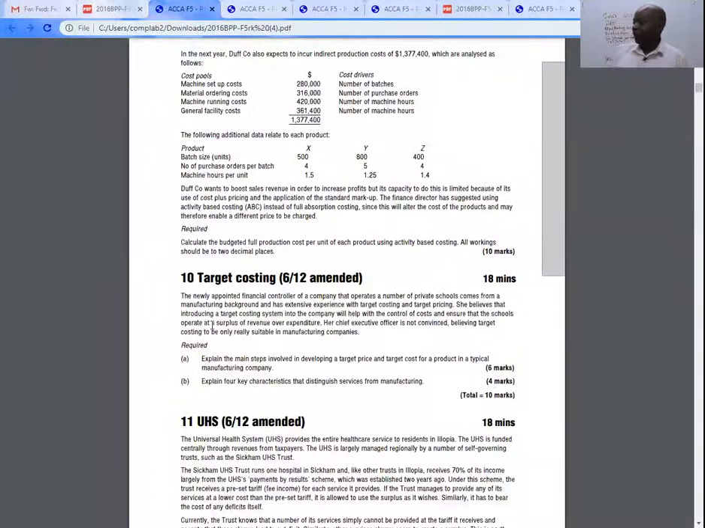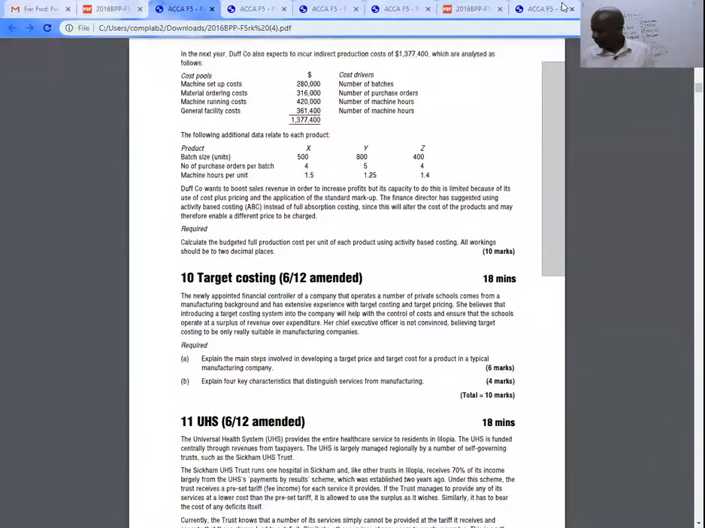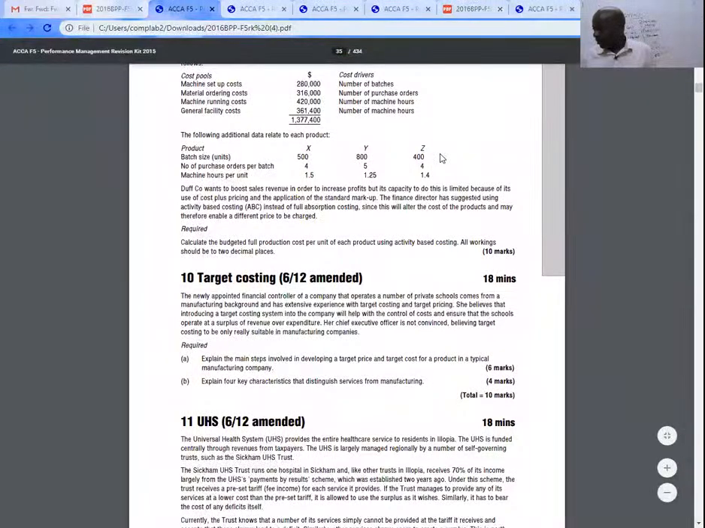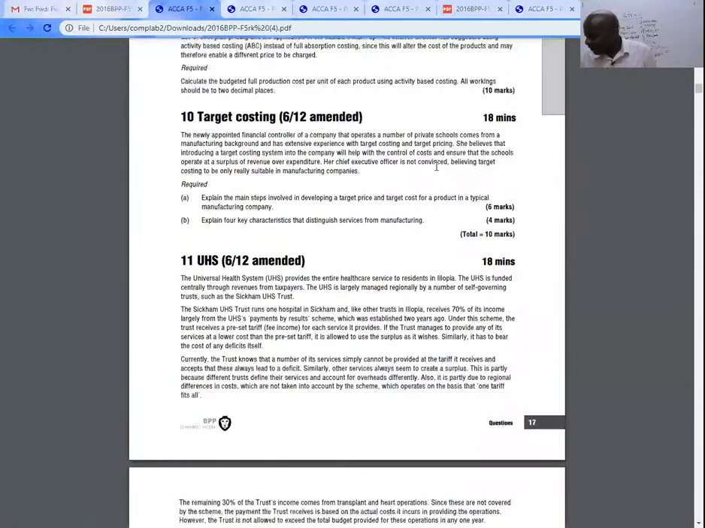So question number 10, for the ones who have this, go to question number 10. Yes, question number 10 is there, target costing. For ACCA, you simply scroll through. You'll be able to get question number 10 very easily. But page number 17.